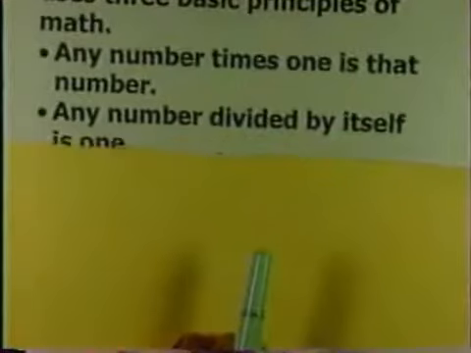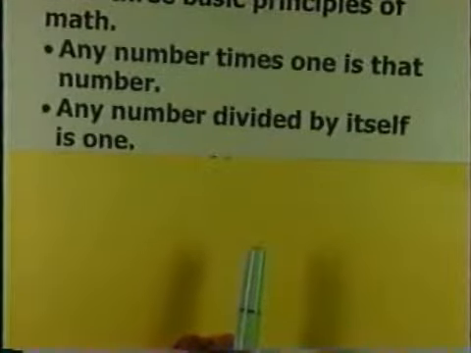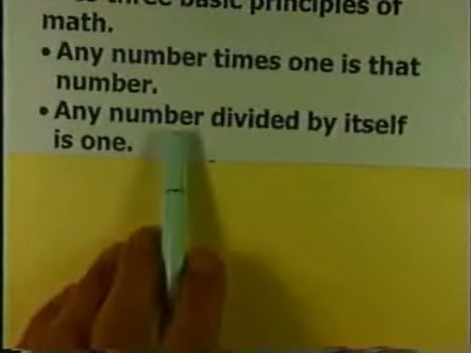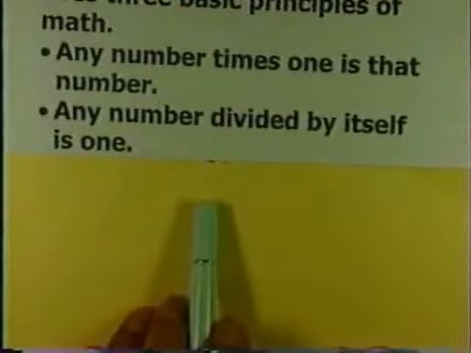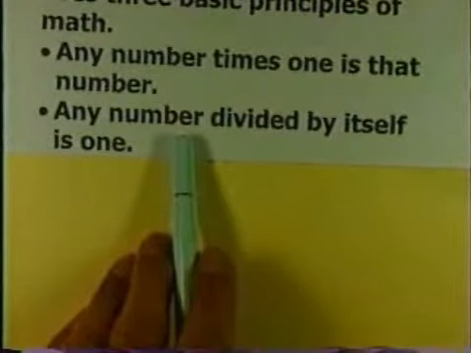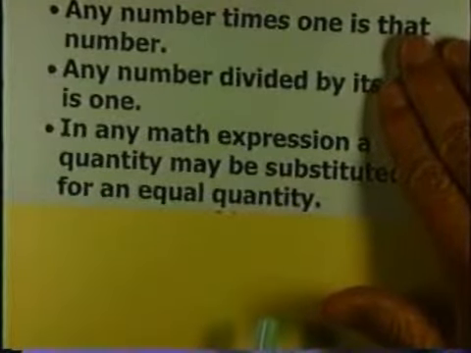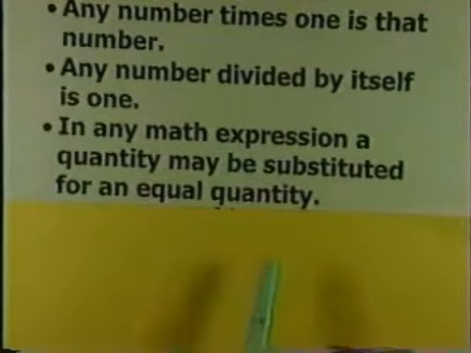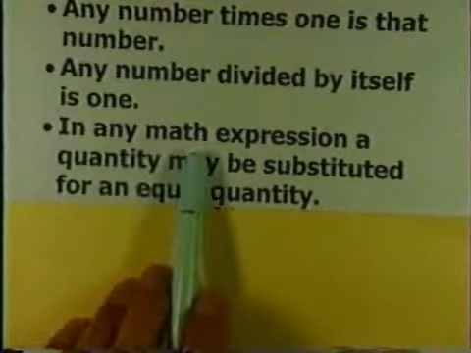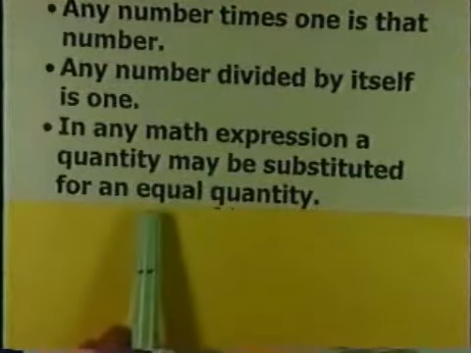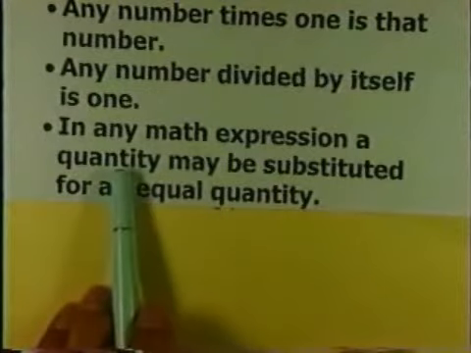The second principle is any number divided by itself is 1. 10 divided by 10 is 1. 27 and a half divided by 27 and a half is 1. Any number divided by itself is 1. And the third is the substitution principle, which means in any math expression, a quantity may be substituted for an equal quantity.